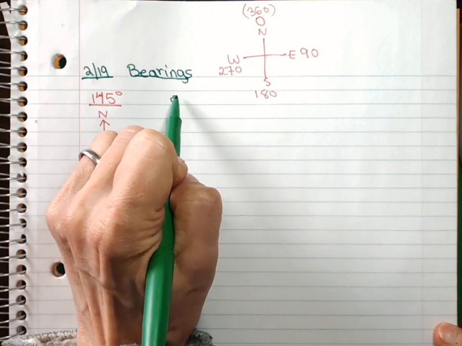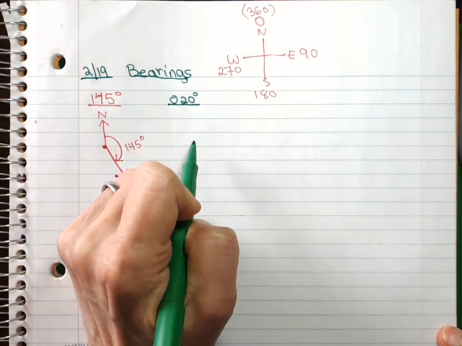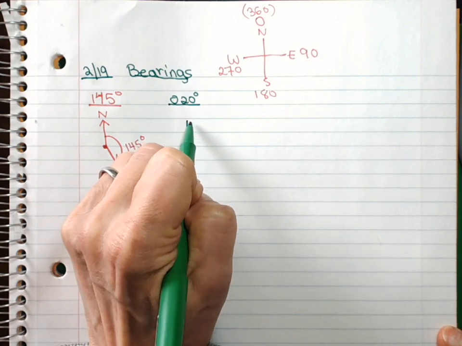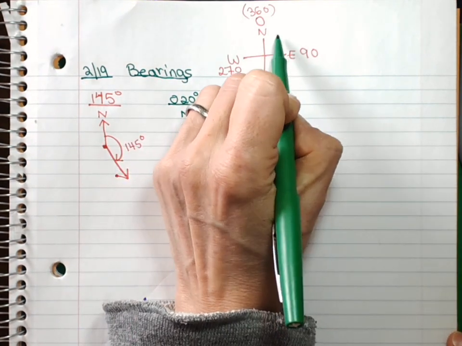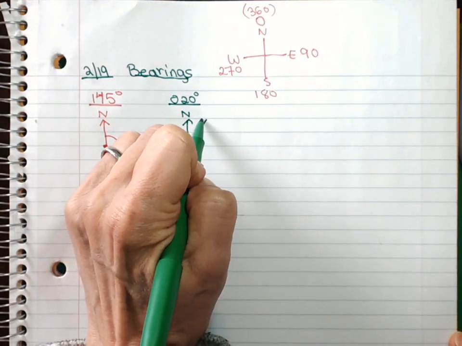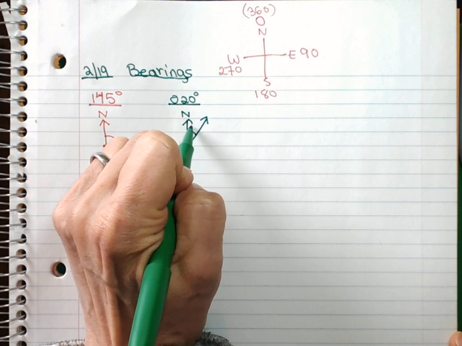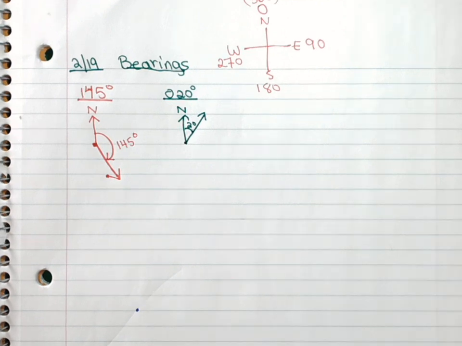The next one was 20 degrees. Drawing our vector north, but 20 degrees is just 20 degrees past 0. So here would be our 20 degree bearing, a tiny one.